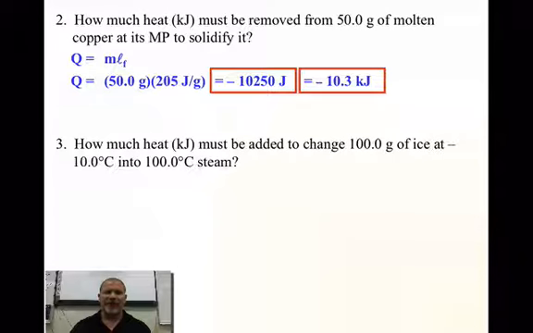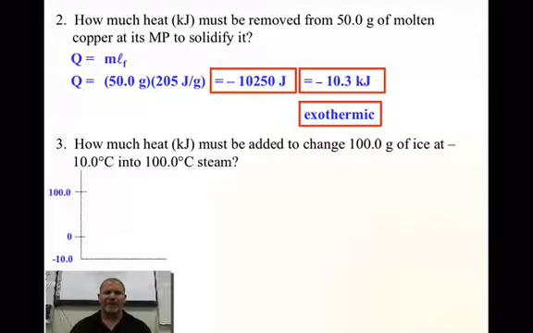Number 3, how much heat in kilojoules must be added to change 100 grams of ice at negative 10 degrees Celsius, there's a negative on the right hand corner there, into 100 degrees Celsius steam? So I'm starting at, as we plot this out, I'm sorry, the above number 2 is exothermic. As I plot this out, I have to show 3 values.